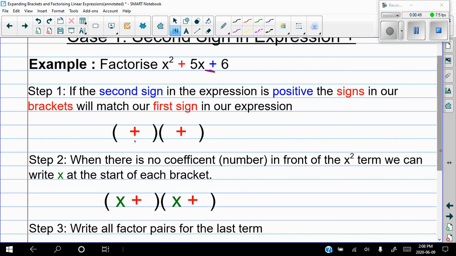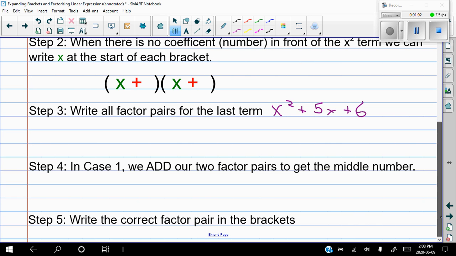Step three, we're going to write all the factor pairs for the last term, so that is for the term 6. But before we do that, I'm just going to copy our expression down so we have it when we're doing more work below. So what are all our factor pairs for our last term? Our last term is 6, so a factor pair is just two numbers that can be multiplied to find the number in question. So we have 1 times 6 and 2 times 3.